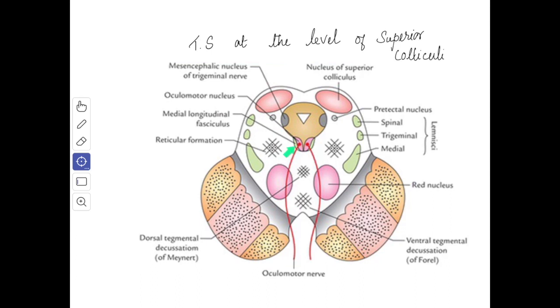Then you have the medial longitudinal fasciculus, which lies ventrolateral to the oculomotor nerve nucleus. The tegmentum at this level also contains the same lemnisci as those at the level of the inferior colliculus except the lateral lemniscus. The lateral lemniscus is not present at the level of the superior colliculus as it terminates into the nucleus of the inferior colliculus. So you can see the medial lemniscus, trigeminal lemniscus and spinal lemniscus. Then you can see the emerging fibers of the oculomotor nerve.